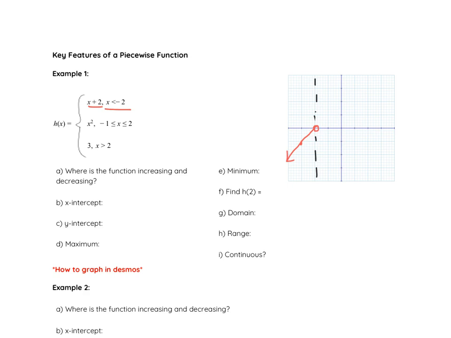So now let's look at the next piece. x squared. x squared is a quadratic. It looks like this. But we just want this to be from -1 to 2. So I'm going to have to cut it off. -1 is right here. 2 is right here. So that means I'm cutting off this piece and also up here. So it's going to stop there.